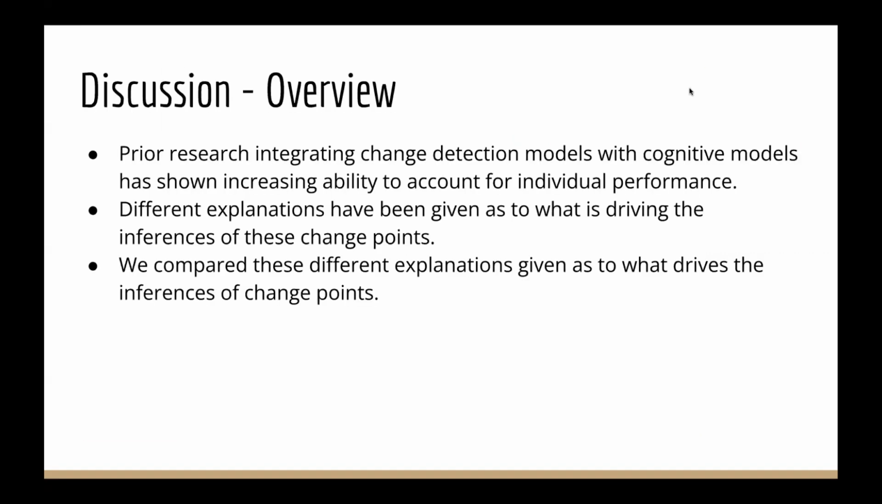Research attempting to understand learning at the individual level has explored integrating change detection algorithms with cognitive models. This pairing has allowed for psychological models to better account for the variability found at the individual level of performance. However, despite this improved ability, different explanations have been given for what features are most associated with these inferred change points: participant, problem type, or problem, and when they will be inferred, early on in performance or maybe uniformly over time. For this reason, we compared these three different explanations to see which features could best explain and predict variance in the inferred change points in a real-world dataset.